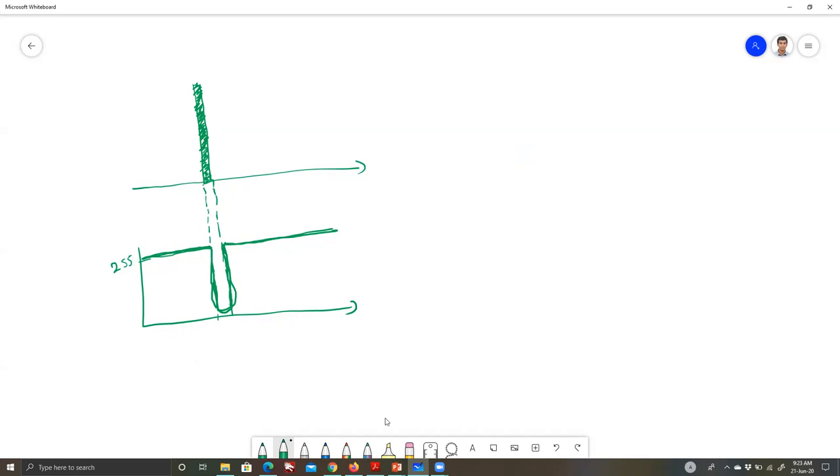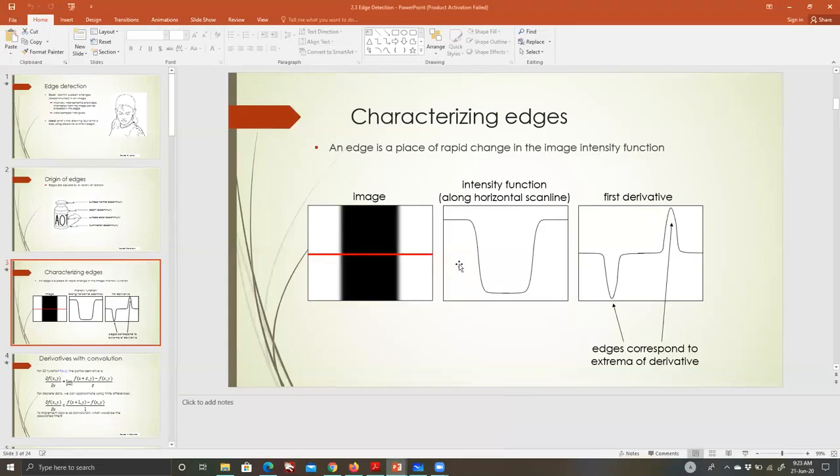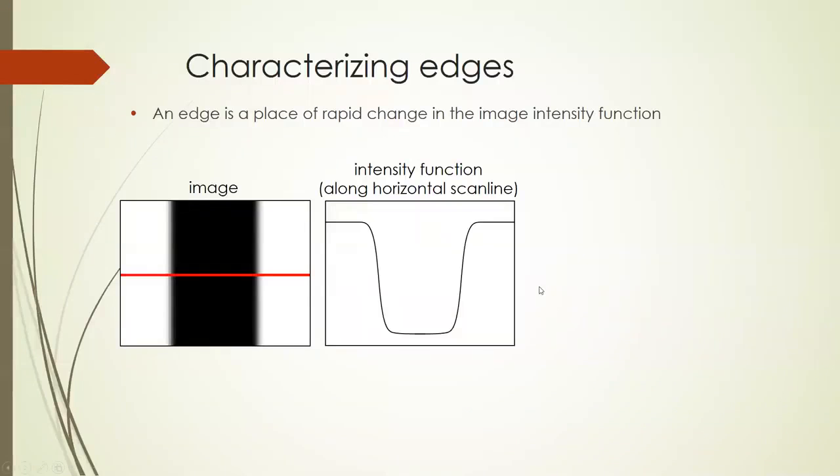This is what this picture is also representing, if you look very carefully. So let me go back. So this is the direct intensity, okay? Around the horizontal scan line, you can see when it is white, it is close to 255, but when it comes down, let's say it comes down very fast. So let's say it is 255, and this is close to 0, okay?